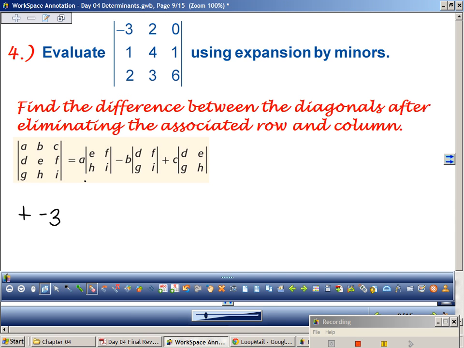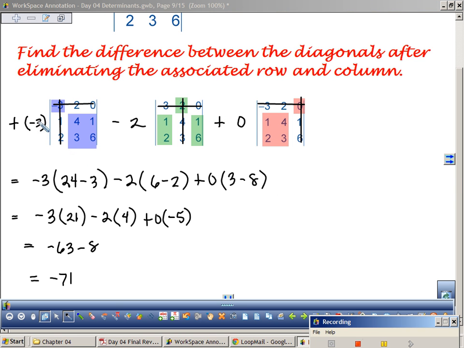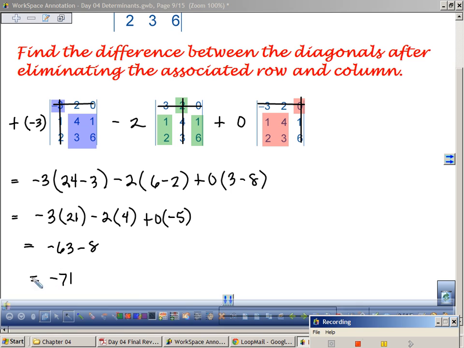All right, so you guys try. Okay, so after completing the process, you should have negative 71. Questions? Yes. I can't hear.